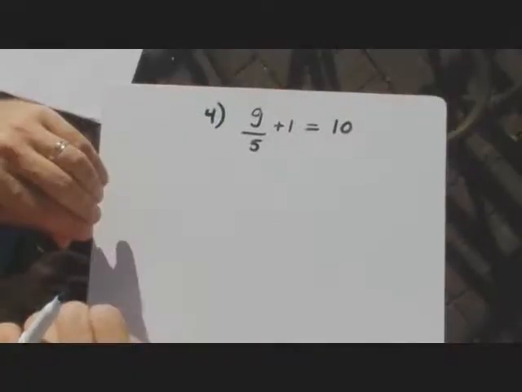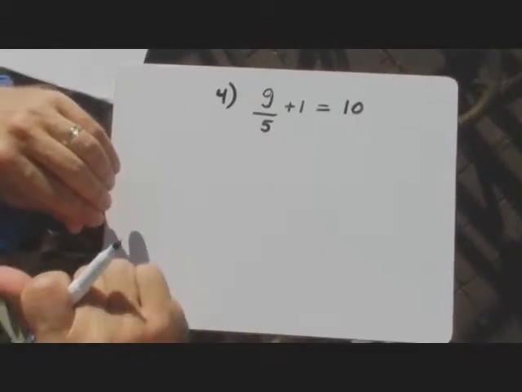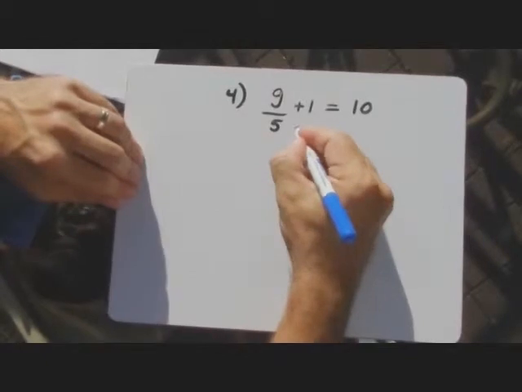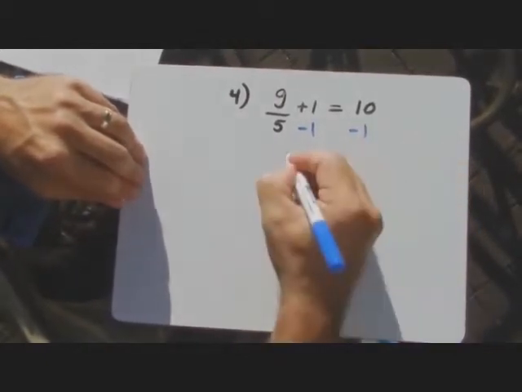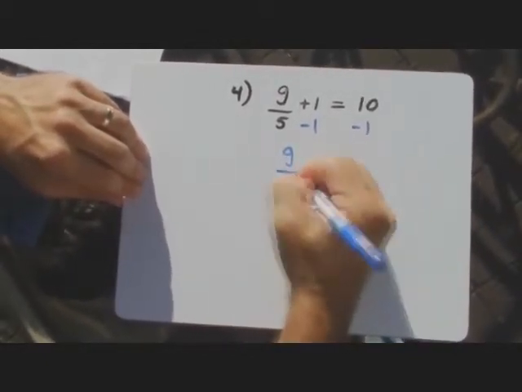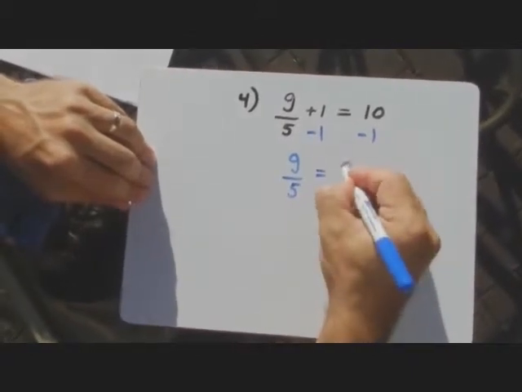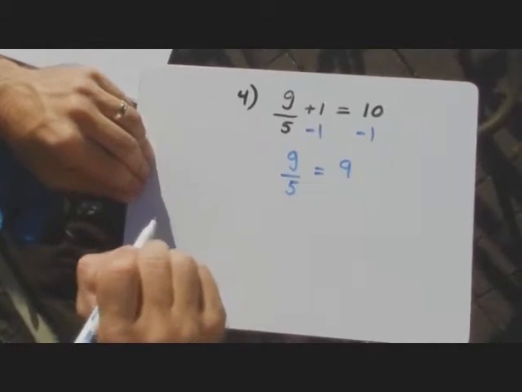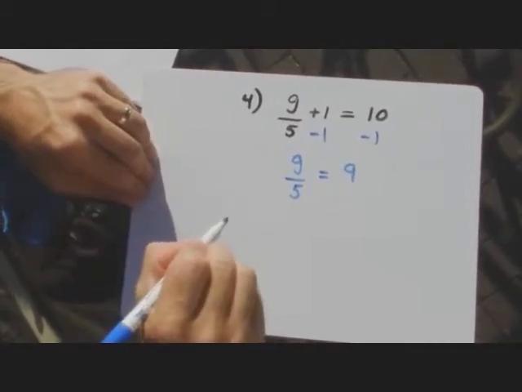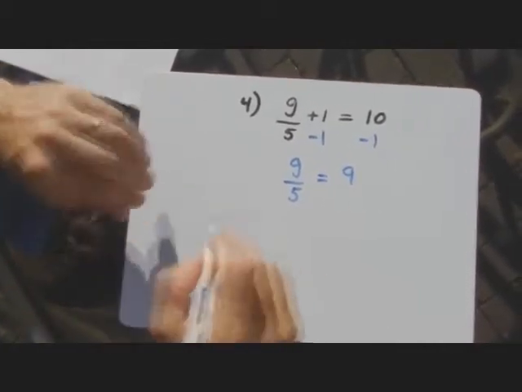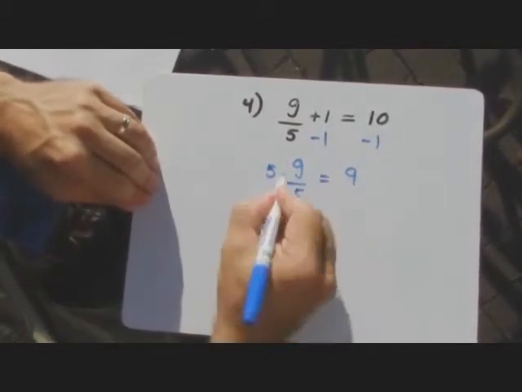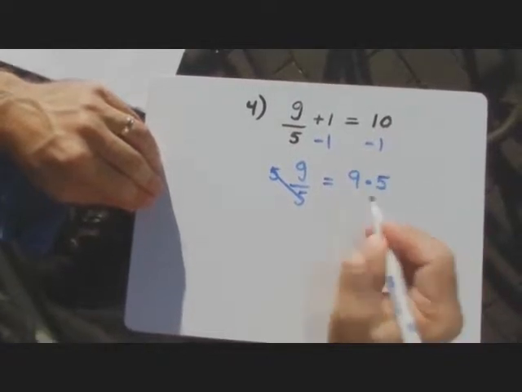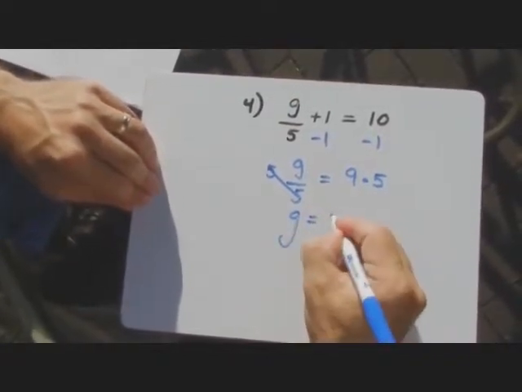Alright, problem number 4 has a little bit of a different flavor to it. First, we're going to subtract 1 from both sides. That'll leave us with g over 5 equals 9. Now, our problem is that our variable that we want to isolate is being divided by 5. So we must undo that division by multiplying by 5. To be fair, we multiply the other side by 5, and we're going to be done once we get 45.